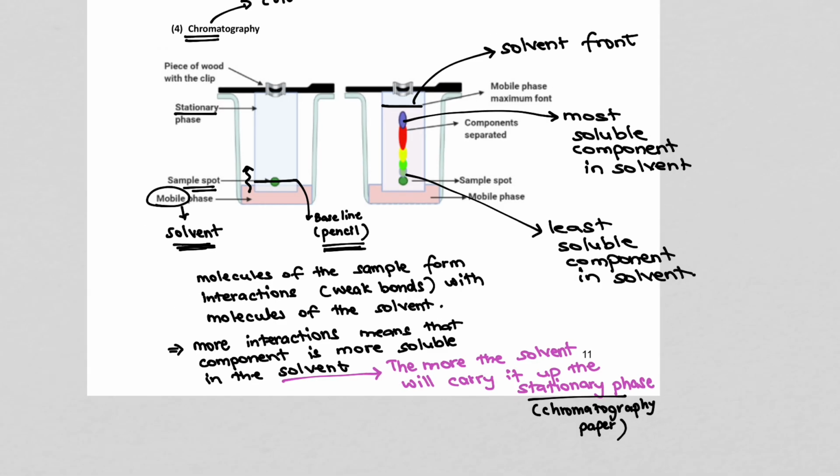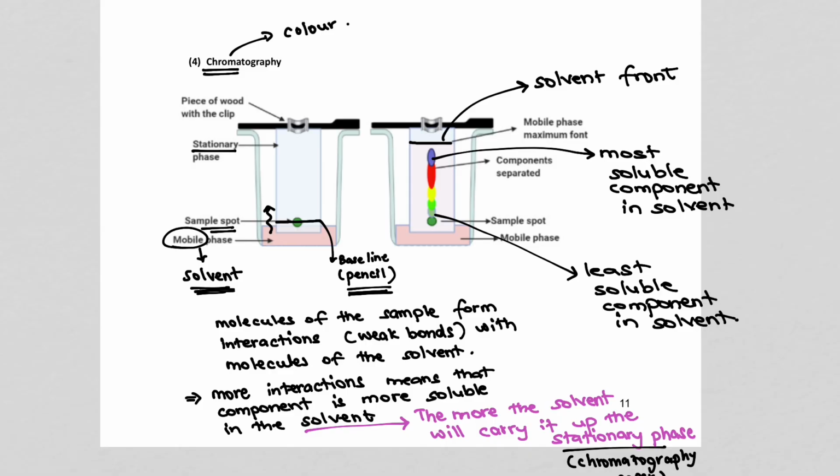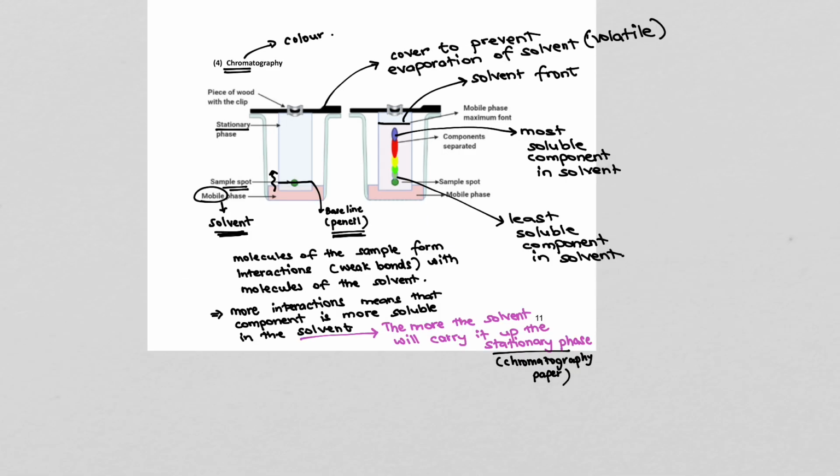Normally, chromatography, like paper chromatography, is done in a sealed jar or a sealed beaker. We use a cover to ensure that the solvent does not evaporate. For example, if we're using alcohol as a solvent, because we know that ethanol or alcohol is volatile, to avoid it evaporating, we cover the chromatography jar. So this is a recap of paper chromatography.